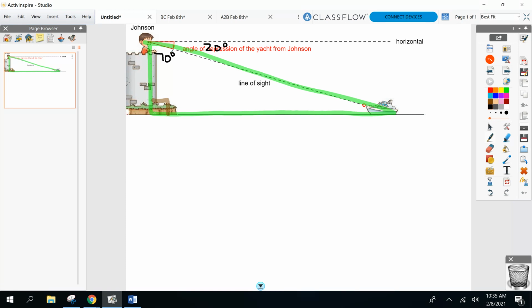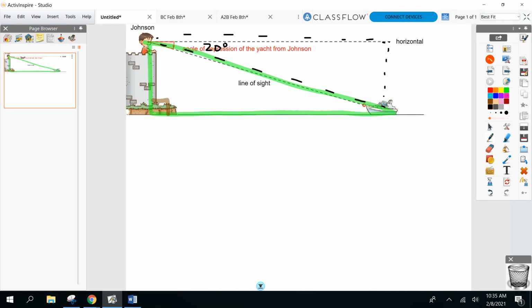Did anybody see how else I could use the 20 instead? Radhika? You can draw a different right triangle using the line of sight and the yacht and Johnson. Okay, so you're saying use this triangle here? The only thing to be careful with is you may not know the sides of that one. I may know his height right here instead, so I have to match that. Yes, you can do that, just be careful of your lengths.